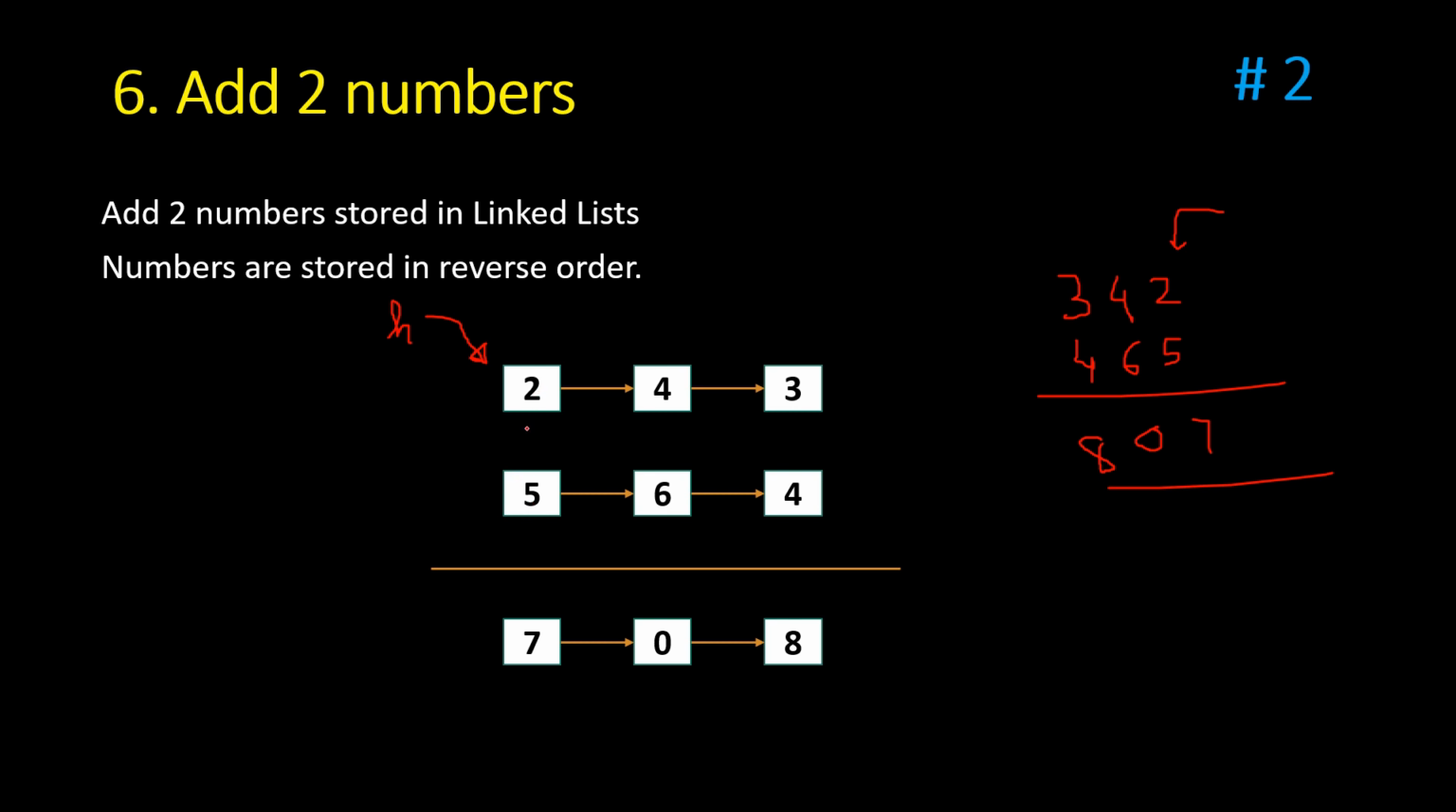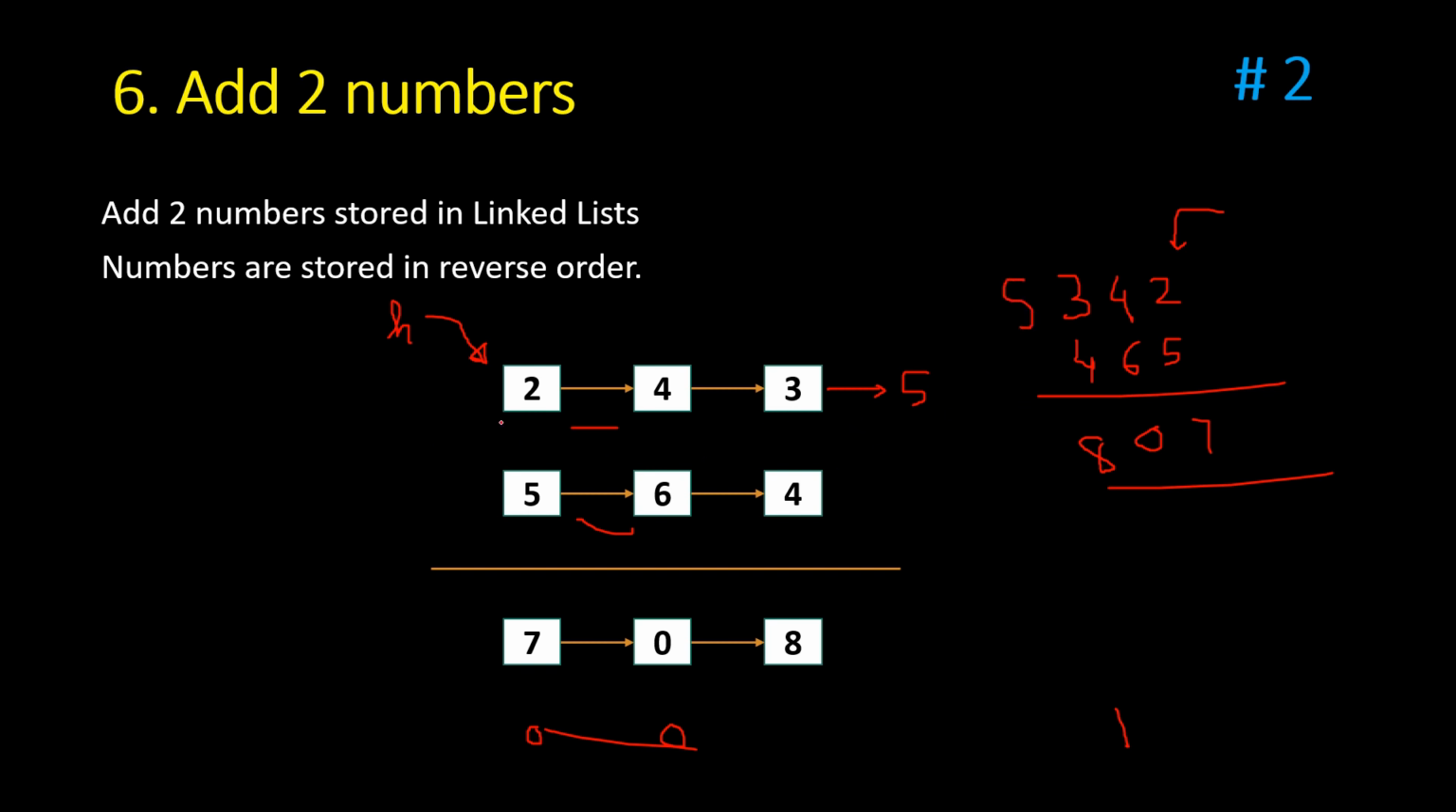So you add 5 and 2, the value is 7. There is no carry forward, so carry forward is 0. Then you go next in both the lists, and you reach here. 6, 4 is 10, so you add 0, and 1 is carry forward, and then 4, 3, 7, and 1, 8. So this may not be always equal. It may have, let's say, 5 here. So it will denote this one.